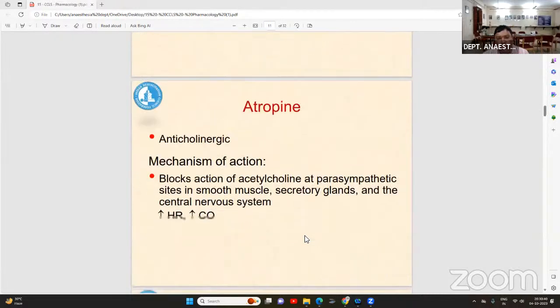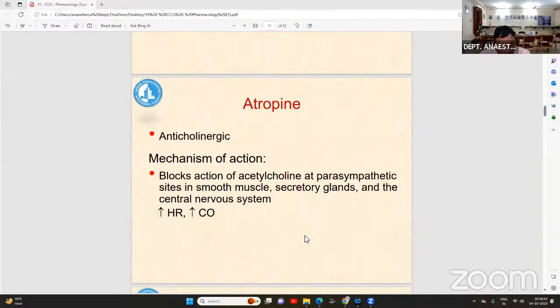Now coming to atropine. Atropine is an anticholinergic drug. The mechanism of action is that it blocks the action of acetylcholine at the parasympathetic sites, acting at the muscarinic receptors in the smooth muscles, secretory glands, and central nervous system. So first and foremost to remember: in cardiac arrest, there is no role of atropine. Remember, all the delegates, in cardiac arrest situations, there is no role of atropine.